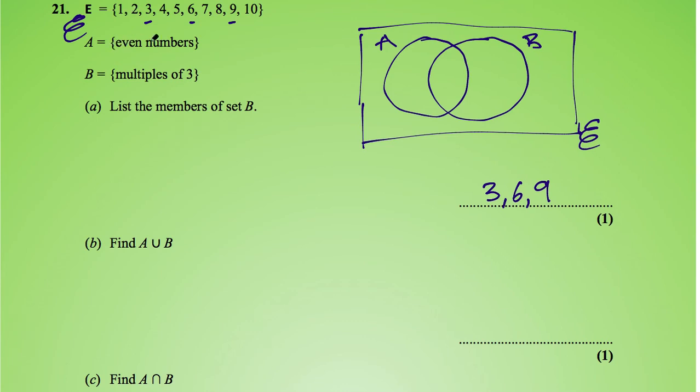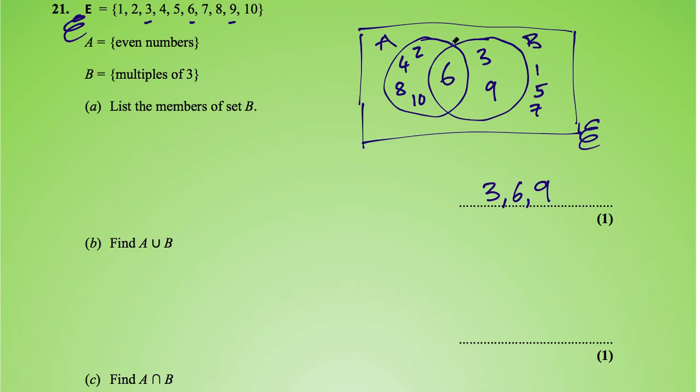So even numbers, 2, 4, 6, 8, and 10 are the even numbers. B is multiples of 3, so I've got 3, 6, and 9. 6 is an even number and a multiple of 3, so it goes in the middle. And the remaining numbers, 1, 5, and 7 haven't been put in yet. So that's where all of the numbers sit in a Venn diagram.